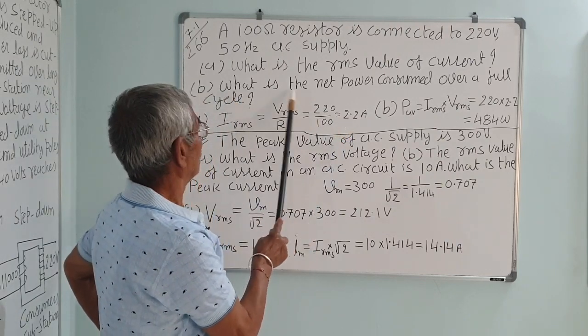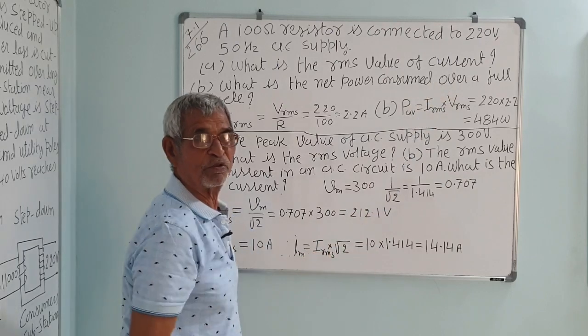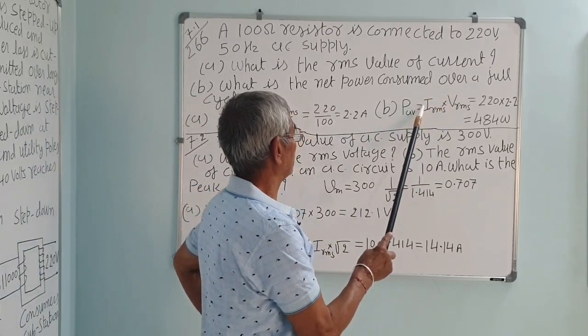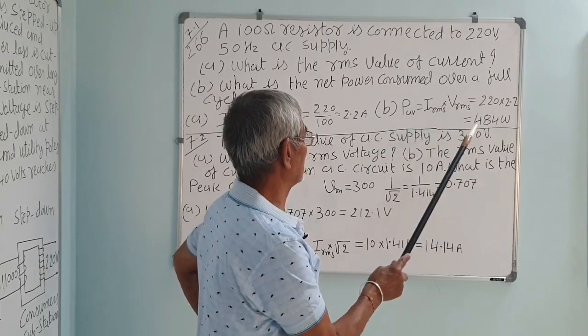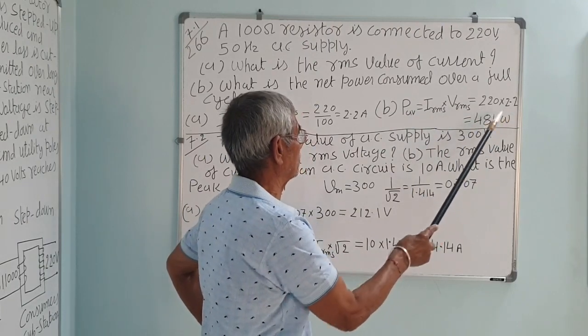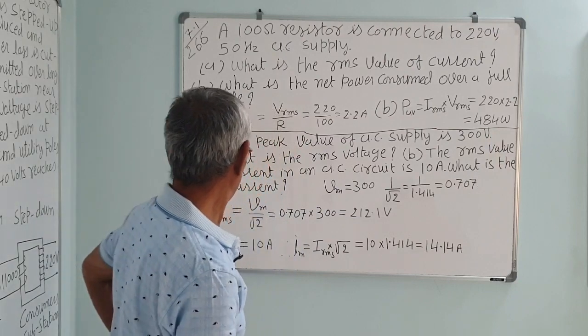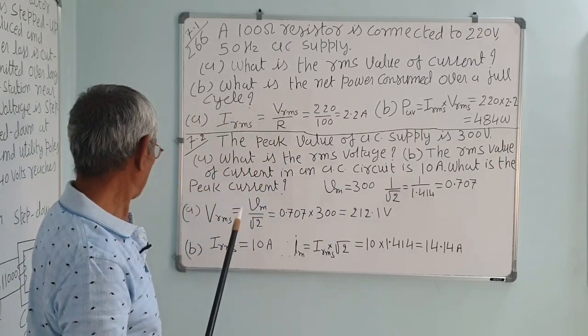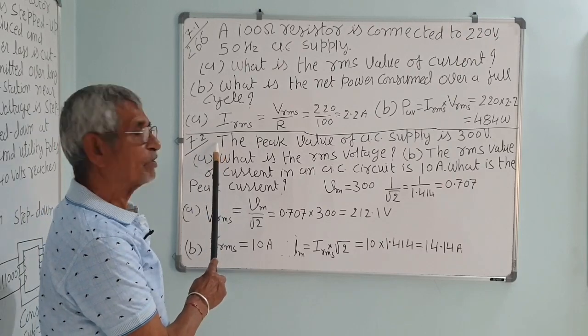Next, B. What is the net power consumed? Power consumed is voltage into current. P is equal to VI. So, I RMS into V RMS, that is 220 into 2.2, that is 484 watt or 0.484 kilowatt, you can also try. Next, example 7.2.